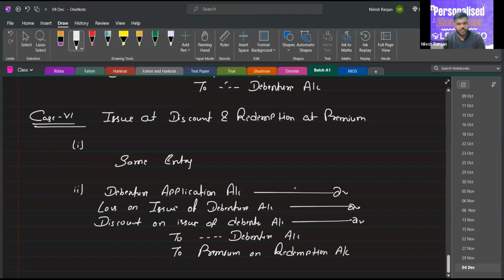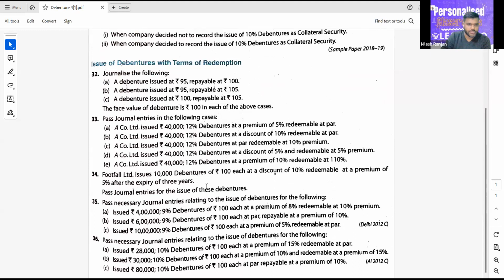Okay, if you have completed, let's see the question. Okay, so this is our question. Here you can see question number 33. In this, there are 5 cases. In all other topics, all other questions, there are only 2 to 3 cases.